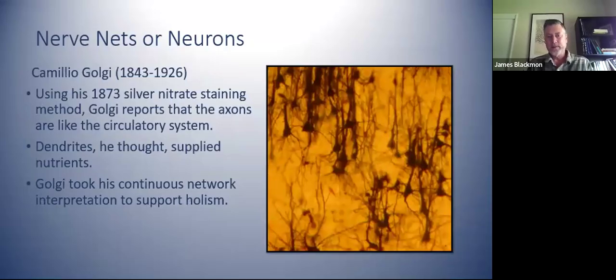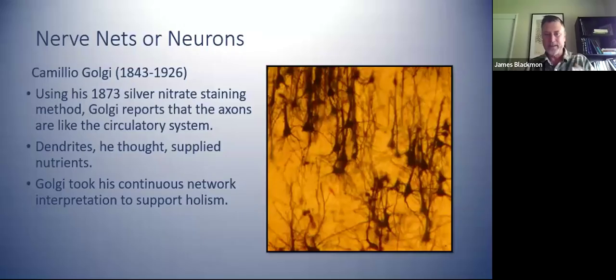So Golgi is known for this silver nitrate staining method, which allowed us to see neurons in more detail under a microscope. Here you have neurons. This is the soma or the cell body, the clump, and then you have an axon going up, and dendrites coming out like roots. He misinterpreted what he was looking at. He thought the dendrites supplied nutrients, and he could see that they were interconnected, but he couldn't see that there's often a gap between one neuron's axon and another neuron's dendrite. Where they connect, there's a little gap called the synaptic gap, and he couldn't see that.